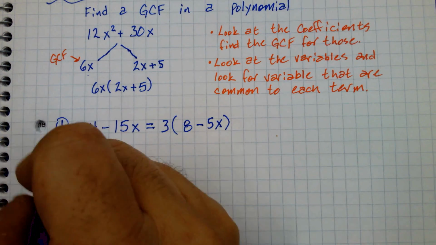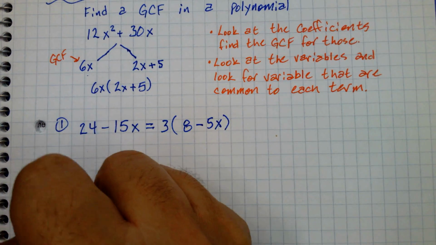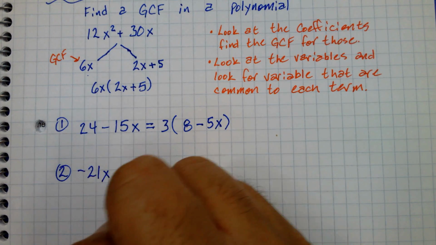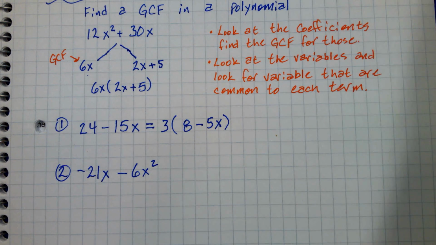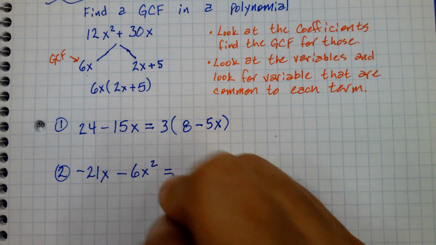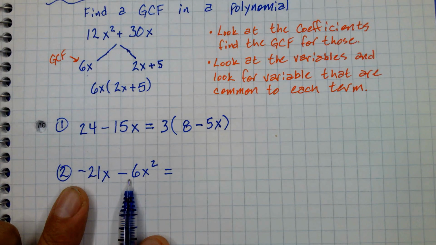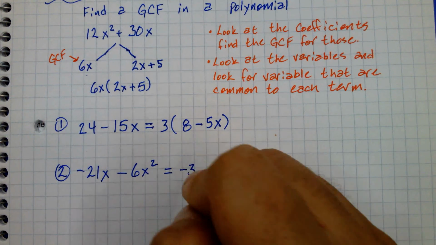Okay. Let's try this one, number 2. Negative 21x minus 6x squared. 3 again. But let's make it a negative 3. Only because it's common to both. You're pulling out what's common to both. And I could distribute out a negative 3 from both of these.